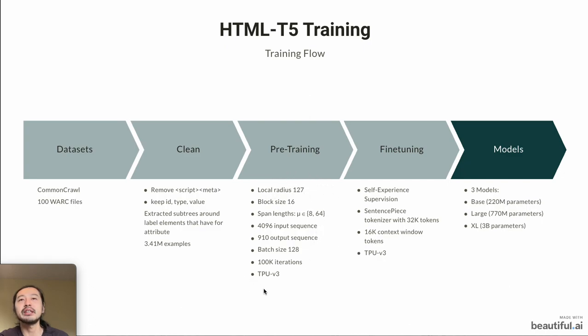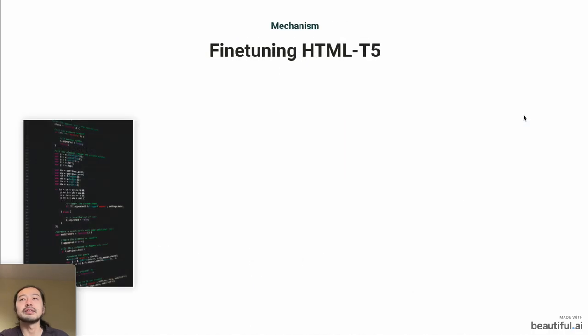These are configuration details for the training. They pre-train the model first with TPU, and then fine-tune it. In this fine-tuning process, they use self-experience supervision. That's the technique they used, and we're going to go through that. That's interesting. The output was 3 models of HTML5 with different parameters. The largest one they produced was 3 billion parameters, which is not that big, considering GPT-4 is something like 1.5 trillion, I believe. So that's good.